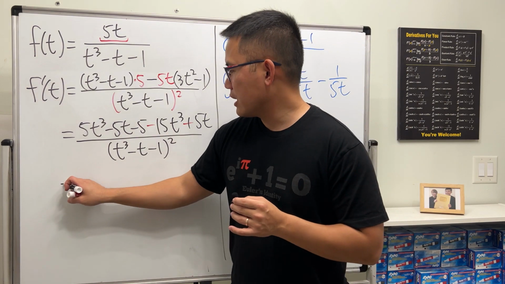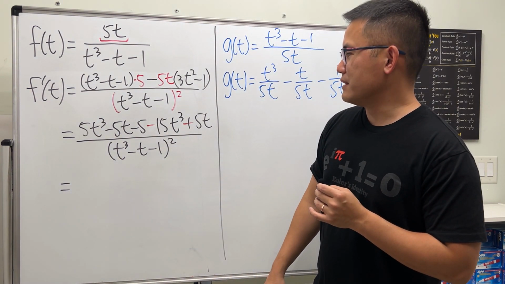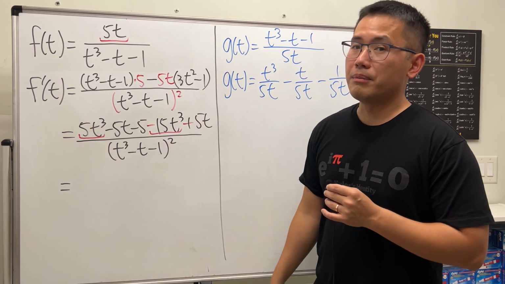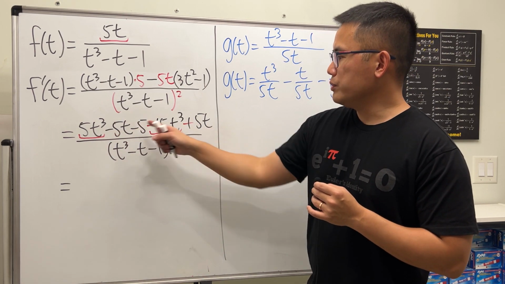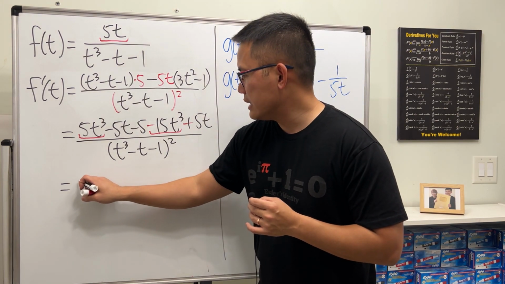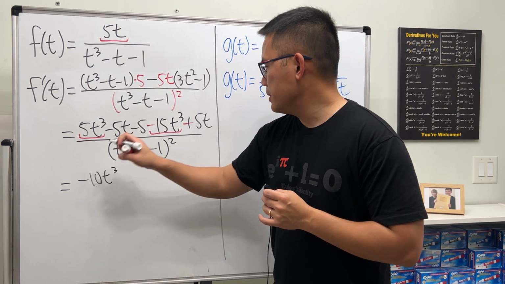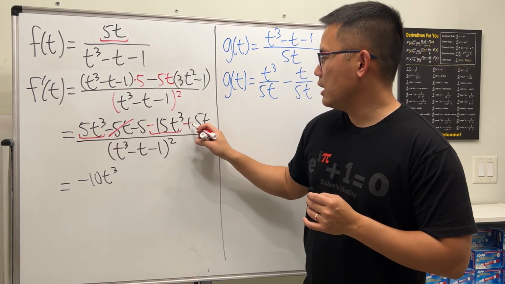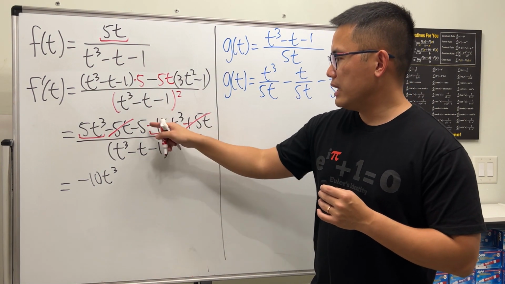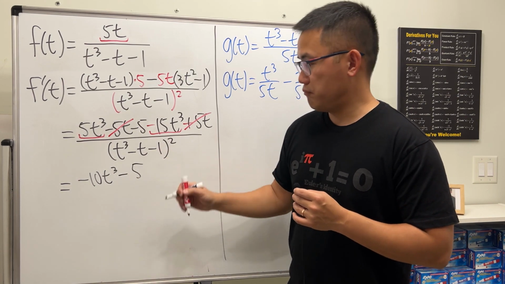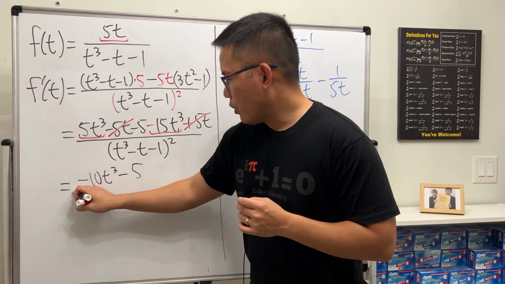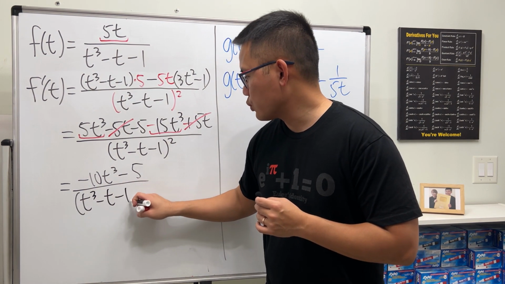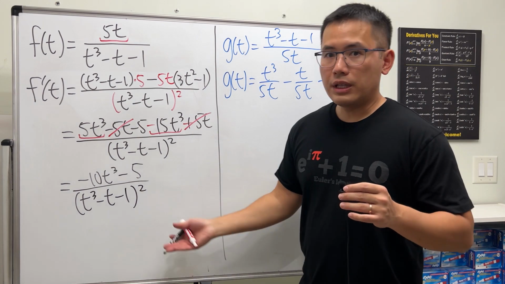And now let's see what we can do. A lot of 5s, huh? But this minus that, we can combine terms. 5t cubed minus 15t cubed is negative 10t cubed. And then, oh look, this and that cancel out. Negative 5t plus 5t is just gone. And then we have a minus 5, just like that. All over t cubed minus t minus 1 squared. So that's pretty much it.